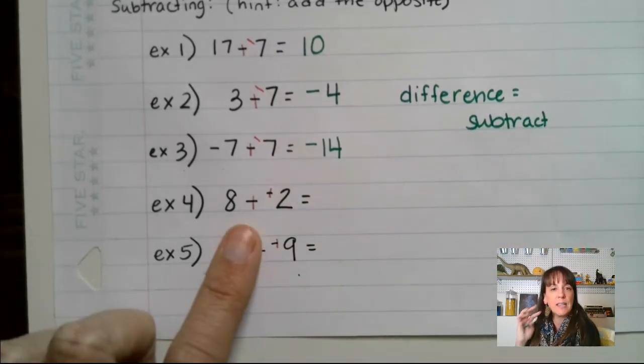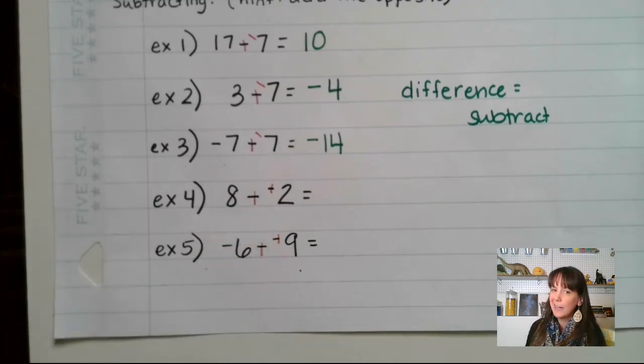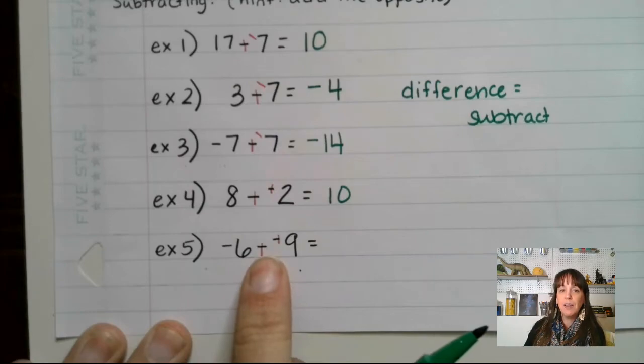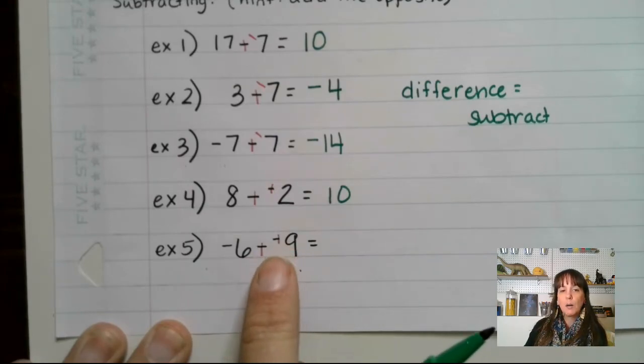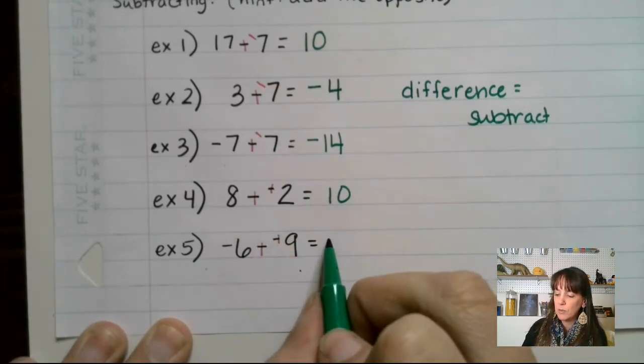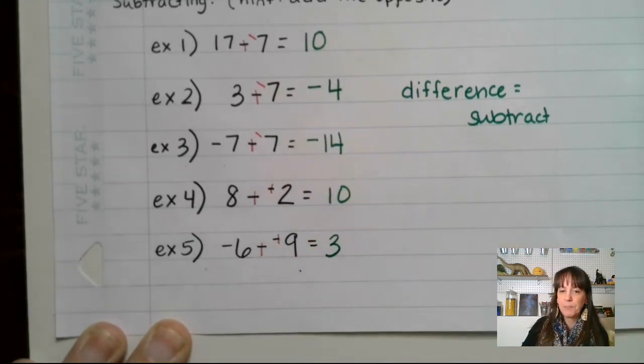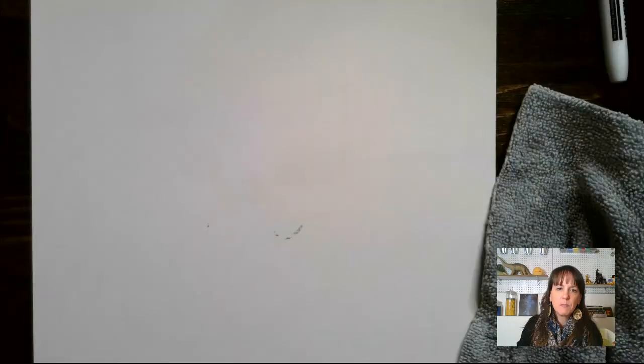Okay, so now we look at this guy and we have 8 plus positive 2. 8 plus 2, we get 10. Over here we have negative 6 plus 9. Which team is larger? Our positive team has more players, so our answer is going to be positive. By how many? By 3. Excellent.